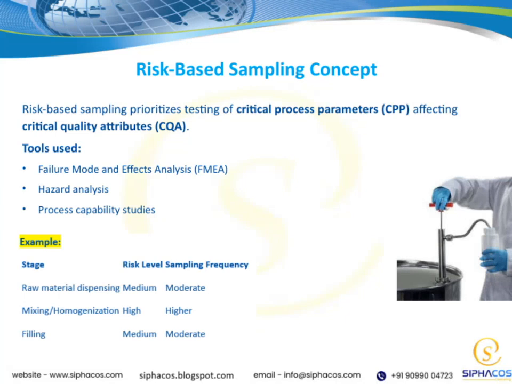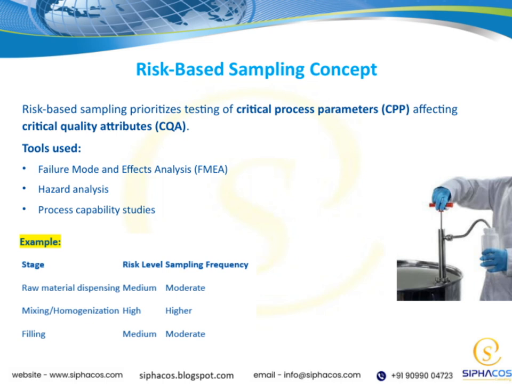Let's dive into the concept of risk-based sampling. Essentially, this approach focuses on prioritizing testing efforts on the critical process parameters, or CPP, that have a direct impact on the critical quality attributes, or CQA, of our product. By doing this, we can better identify and control the factors that truly influence quality.